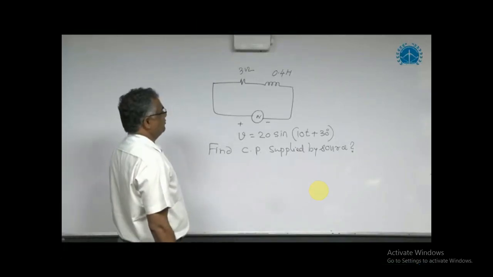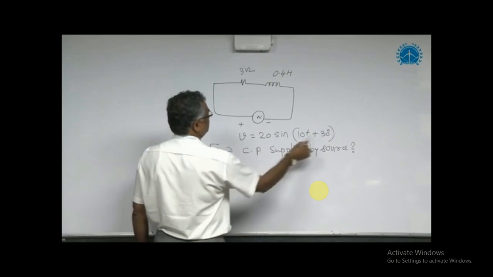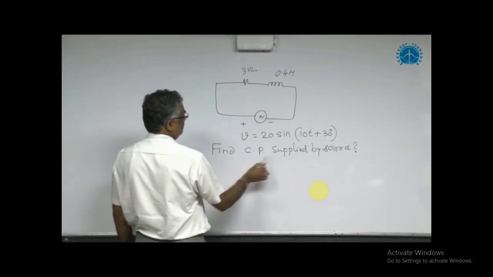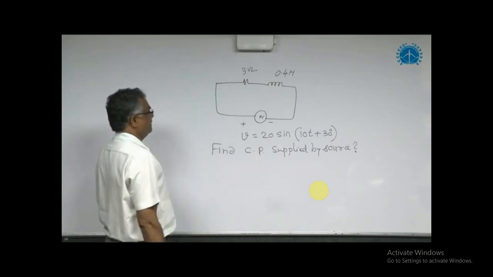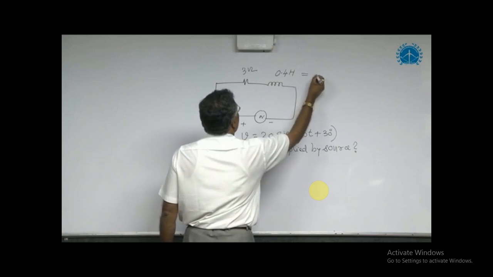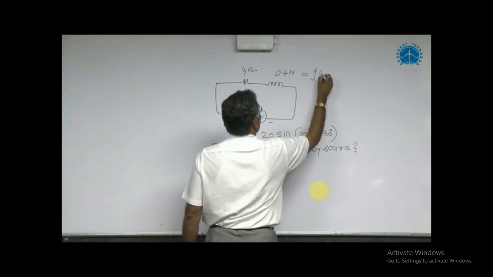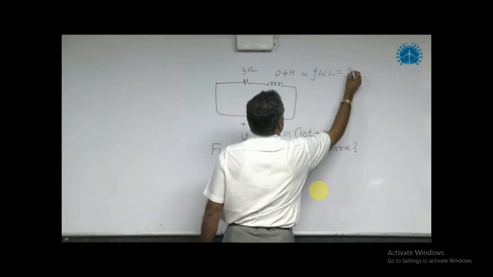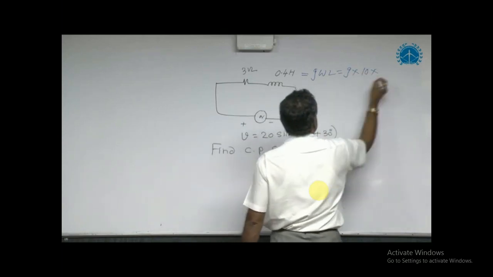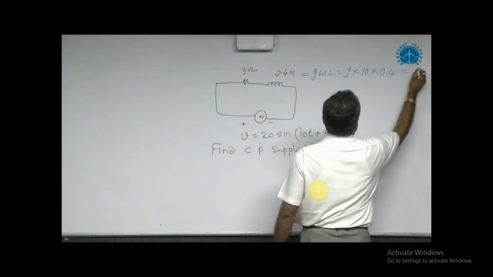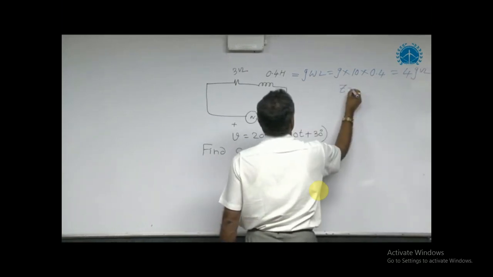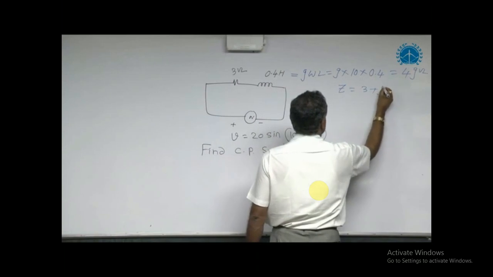So in this problem, an AC voltage source is applied to an RL series circuit. Find the complex power supplied by the source. To answer this one, first find the inductive reactance, that is j omega L. j into omega is 10, L is 0.4, so it is 4j ohms. Then the total impedance Z is 3 plus j4.